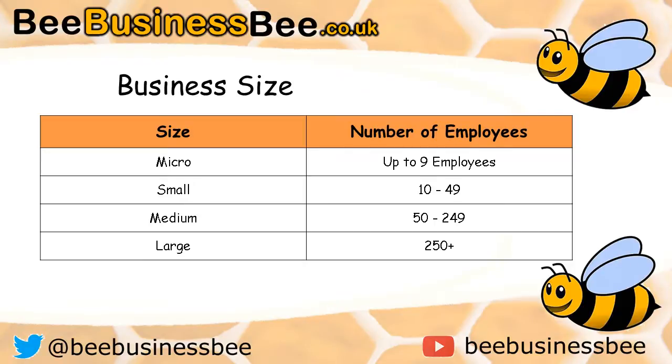A business size, which is called micro, has up to 9 employees. So it has between 1 and 9 employees. So if you've got a business that's got between 1 and 9 employees, then that's a micro business. Typically in your high street, the small high streets in your local area, the small businesses you see with micro.